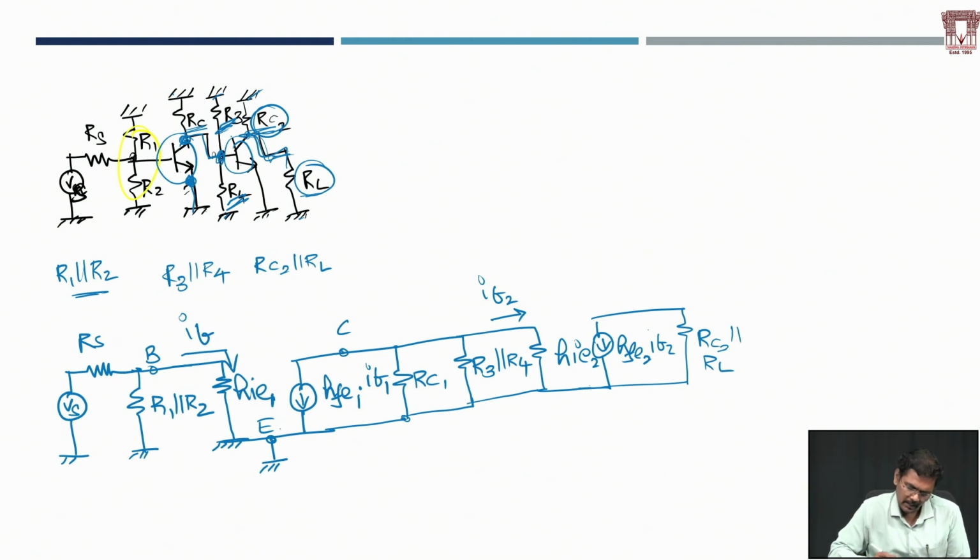Let's mark these things. This is IB1, this is IB2. The current coming this side is IC1, and this side is IC2. This is emitter, this side is also emitter, everything is grounded. For operational comfort we can also draw it like this. So this is how the hybrid model of a two-stage RC coupled amplifier is drawn.